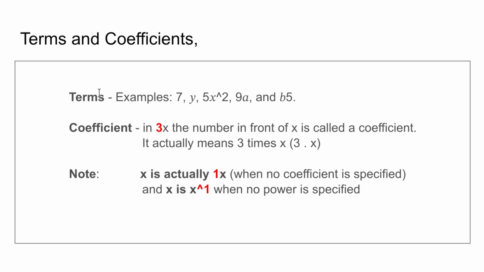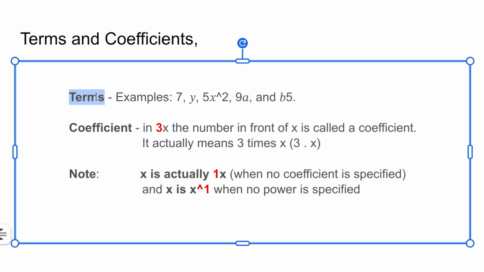We already saw what terms are in an earlier session. Here I am trying to formalize these things. So basically 7 is a term, y is a term, 5x raised to the power 2 is a term. See how I am reading it: 5x raised to the power 2. Then 9a is a term and b5 is a term. Each one of these is called a term. When they are put together with an arithmetic symbol in between, it becomes an expression. Each one of them is an expression also in its own way, but normally we refer to them as terms when they are standalone like this.